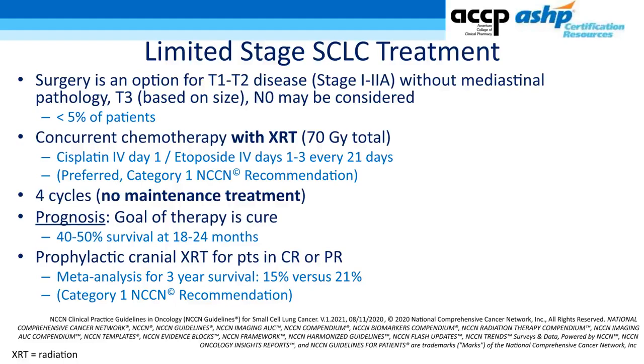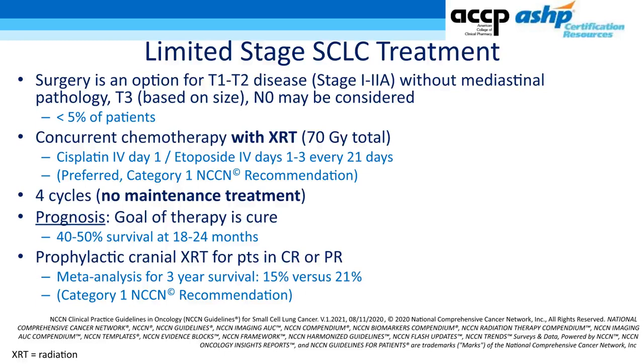For limited stage small cell lung cancer treatment, surgery does have a role for early stage 1 or 2A disease without mediastinal pathology. However, finding patients with this presenting disease is honestly less than 5%. So more commonly, patients are recommended to receive concurrent chemotherapy with radiation. And this is a preferred Category 1 NCCN recommendation to give platinum doublet with cisplatin and etoposide every 21 days for 4 cycles. At this time, there is currently not a role for maintenance treatment in the limited stage setting.